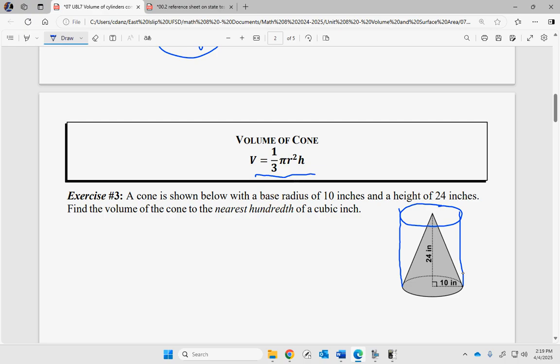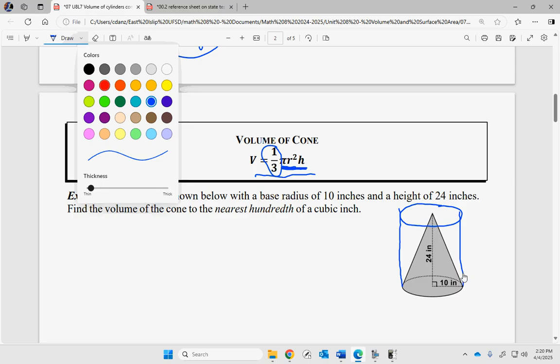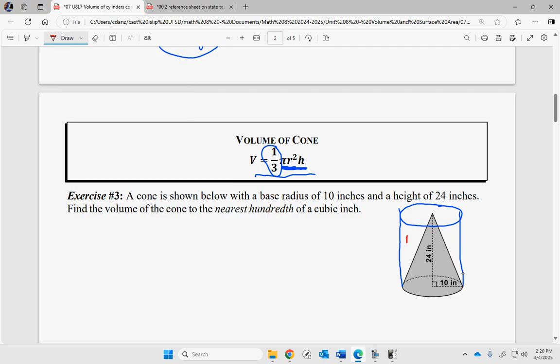Do you see this pi r squared h just like the cylinder? It just has this 1/3 on it. And that's because a cone takes up 1/3 the amount of space as a cylinder does. One way of thinking about it is my picture that I drew. Doesn't it look like there's 3 sections here? Like there's a section here, a section here, and a section here. And isn't one out of the 3 sections colored in? It is like 1/3 of the volume.